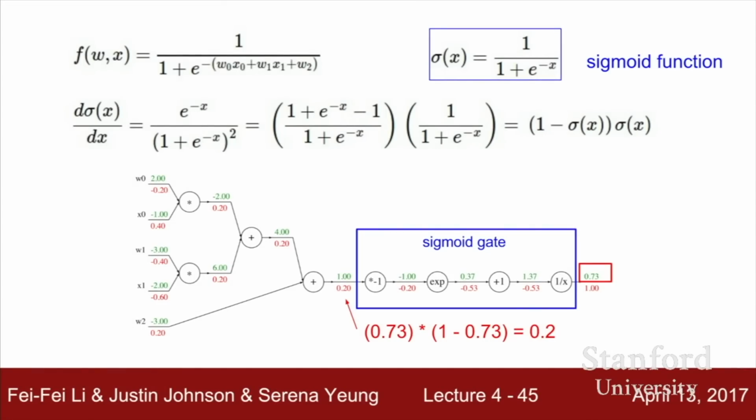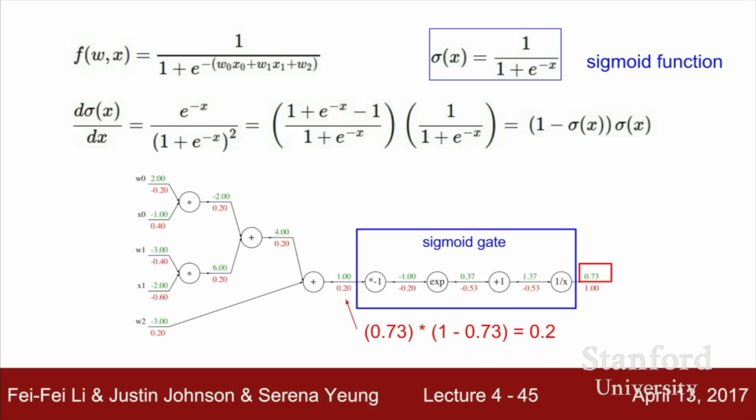Okay, so we talked about how we could group this set of nodes together into a sigmoid gate. Just to confirm that this is exactly equivalent, we can plug it in. The input to the sigmoid gate is going to be 1, in green, and the output is going to be 0.73, and this will work out if you plug it into the sigmoid function. Now if we want to take the gradient and treat this entire sigmoid as one node, we need to use this local gradient that we've derived up here.